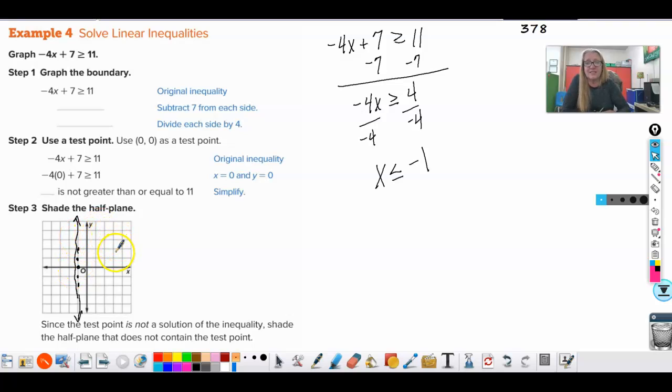And then we just have to decide, are we shading to the right or to the left? Well, 0, 0 is available, but we only have an x. So go ahead and substitute 0. You could substitute 0 here, or you can substitute it into the original inequality. It doesn't matter. Is 0 less than or equal to negative 1? No. So we're going to be shading the right hand or the left hand side.